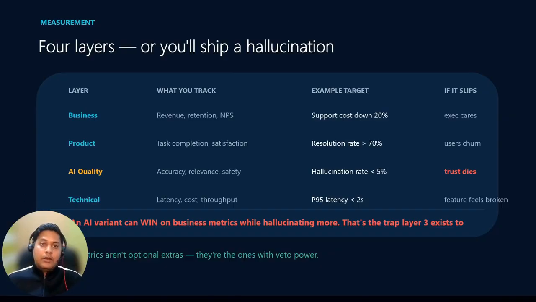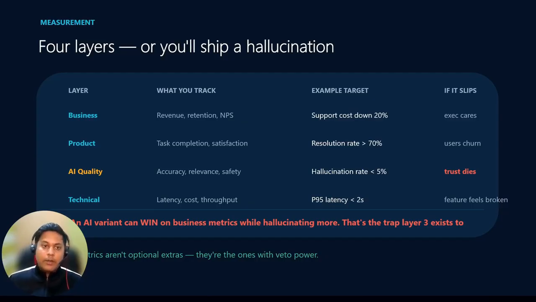Now, right, the measurement, because choosing the approach is only half of it. You have to decide what you are actually looking at. And with AI, you need four layers, not one. Layer one is business metrics: revenue, retention, NPS, Net Promoter Score, support cost down 20%. This is what your executive cares about, right? And it's what gets you funded.